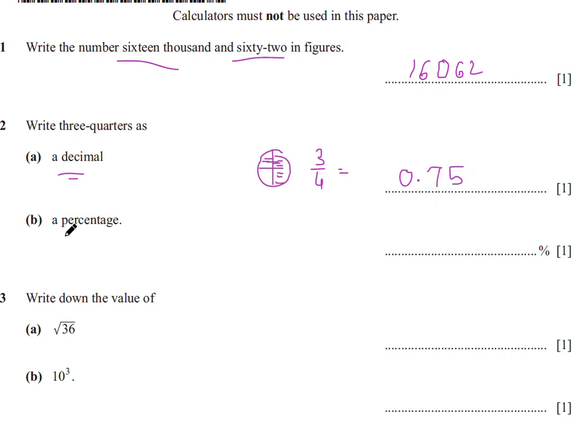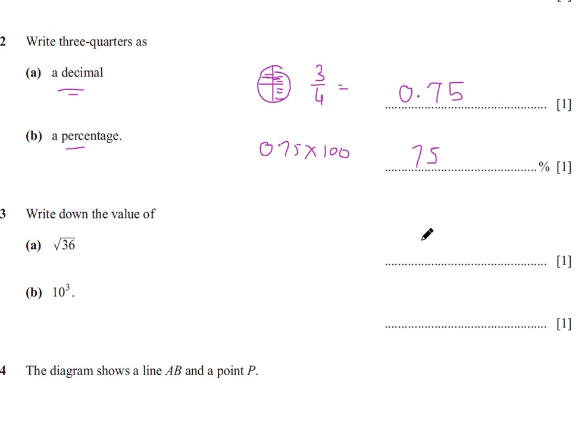Now in part B it is asked to find the percentage. So 0.75, when you are finding the percentage, 0.75 times 100 is 75%. Now next question, we have to write down the value of root of 36. So root of 36 can be written as 6.